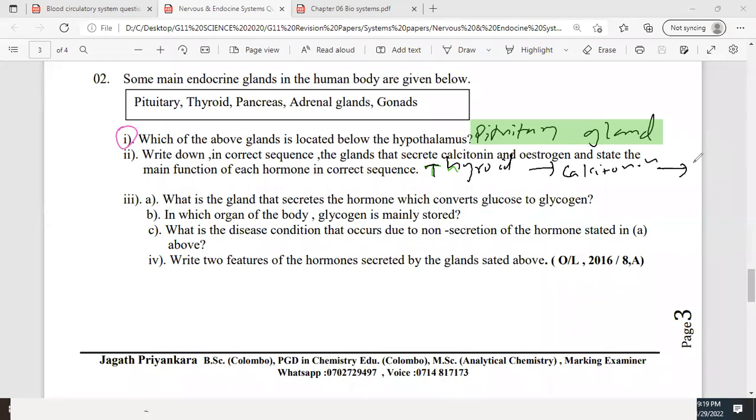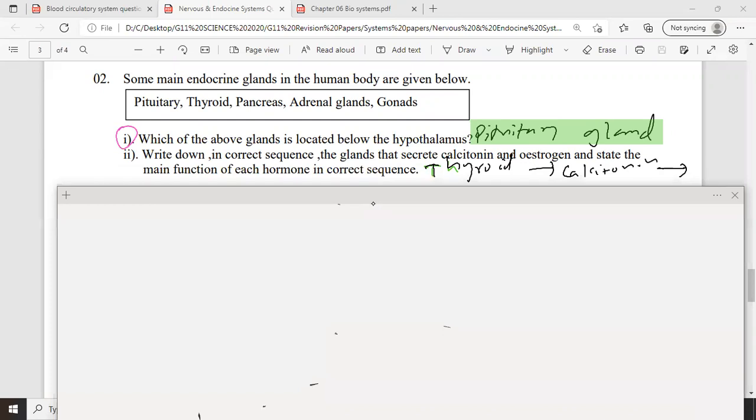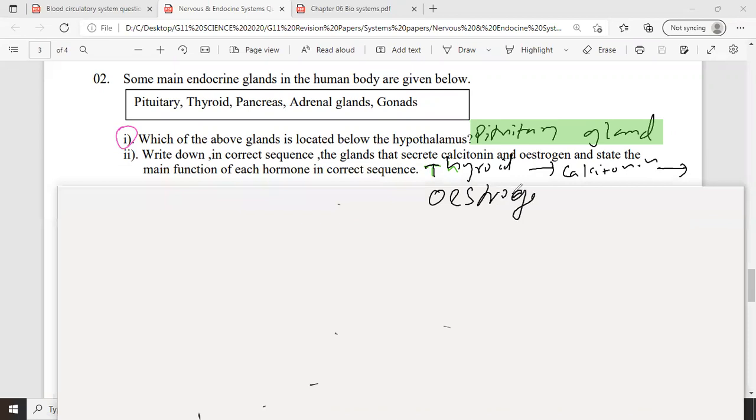Reduces the calcium level in blood. I'll use the white background. The next one, what is the other hormone given here? Estrogen. Estrogen is secreted by the ovaries. So what is the role of the estrogen secreted by the ovaries?